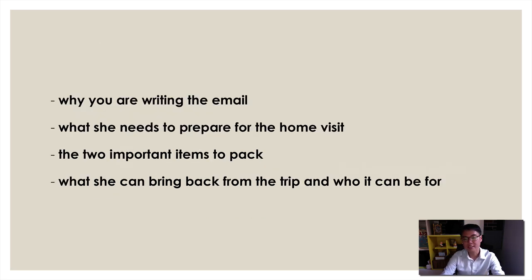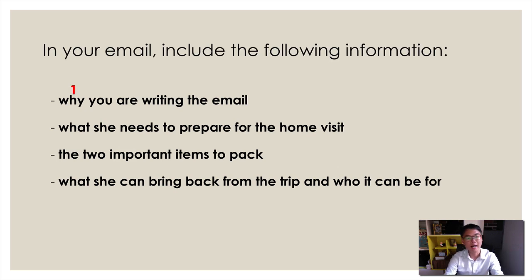Next, what are the 6 and always and only 6 content points that we need to include in our email? That is going to be all of the points that we include in the email to score the top band of 6 marks out of 6. So the first point, why you are writing the email. Second point, what she needs to prepare for the home visit. Third and fourth points, the 2 important items to pack. Fifth point, what she can bring back from the trip. And lastly, who what she brings back can be for.